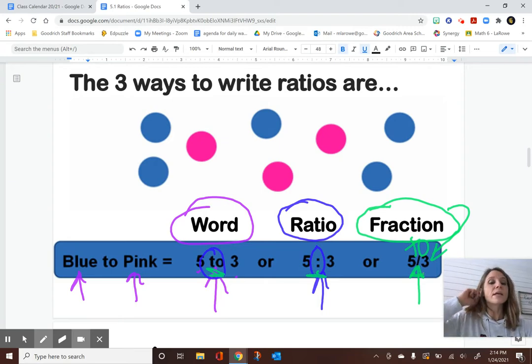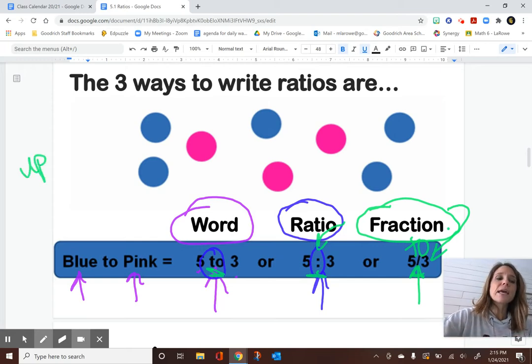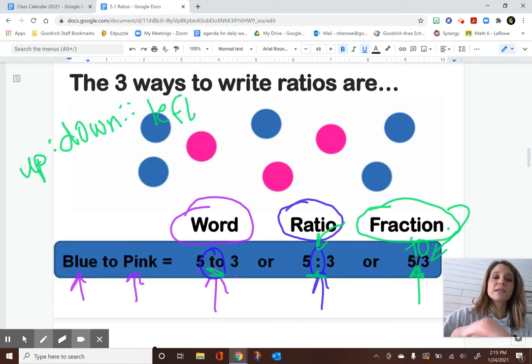So sometimes you'll see the word to as your ratio comparison. Sometimes you'll see this symbol, and sometimes you'll see it in its fraction form. Sometimes in ELA, they have words, and they're called analogies. And analogies are where we have words being compared, the relationship between words. So it would say up is to down, the same way that left is to, and then they ask you to fill in the blank.